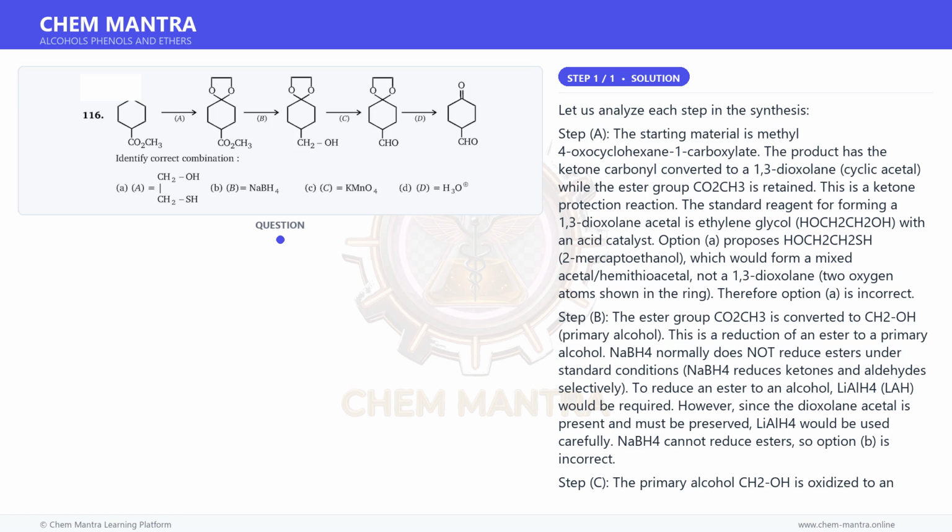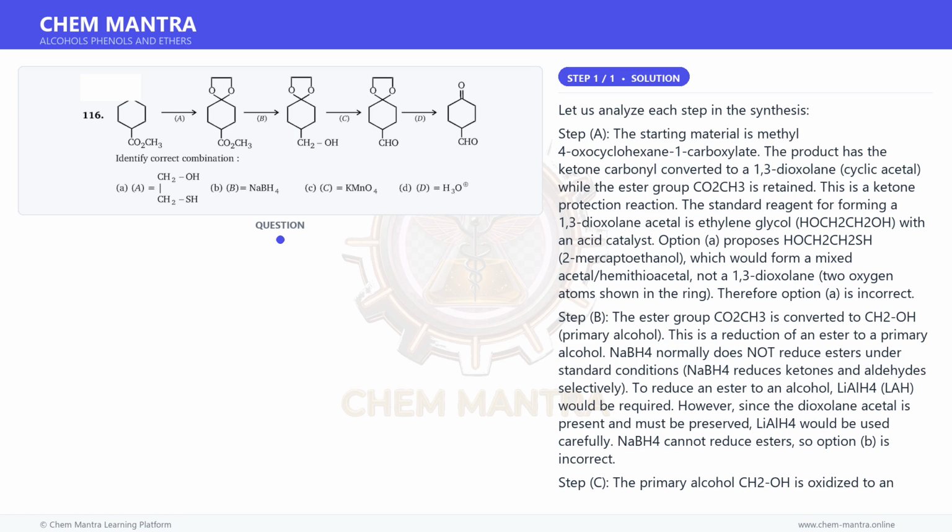Option A proposes HOCH2CH2SH, mercaptoethanol, which would form a mixed acetal, a hemithioacetal, not a 1,3-dioxolane, which shows 2 oxygen atoms in the ring. Therefore, option A is incorrect.